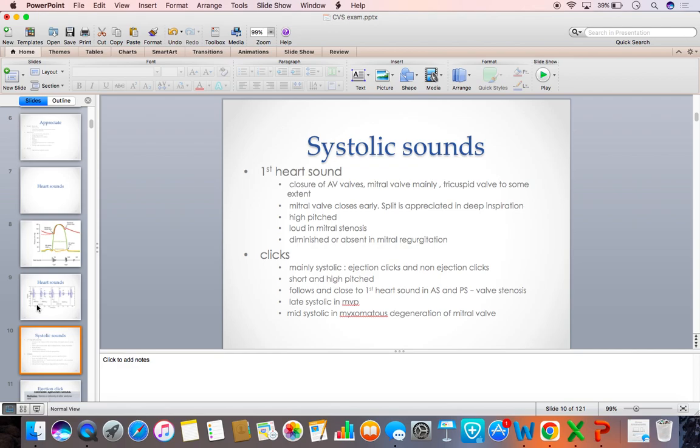It is loud in mitral stenosis because the valve leaflets are thick and they are stretched apart for a longer time and close suddenly, thereby resulting in a loud first heart sound.